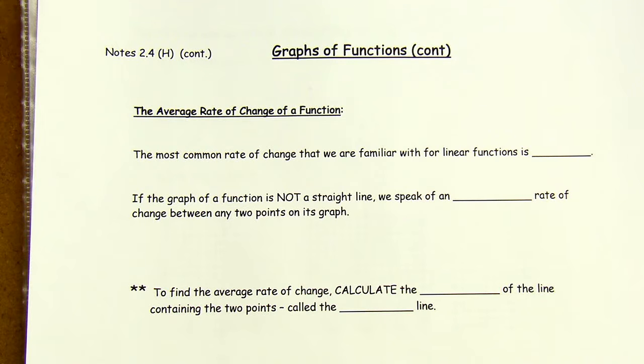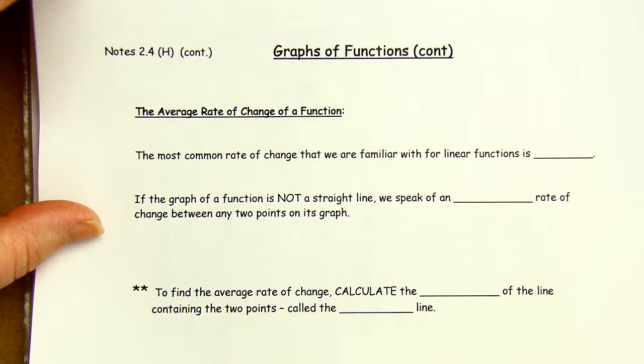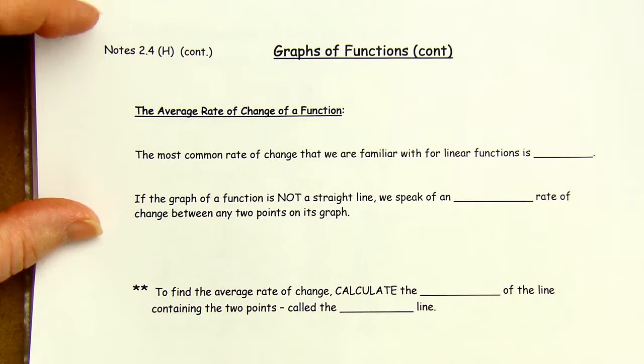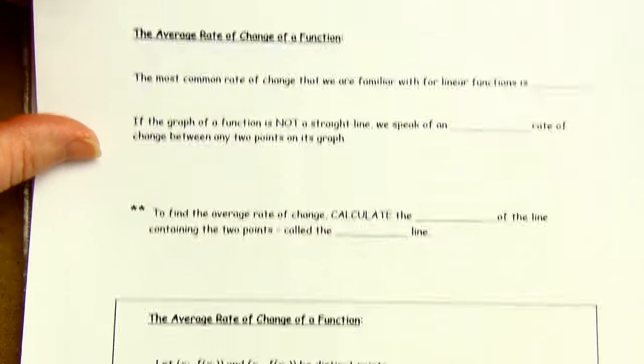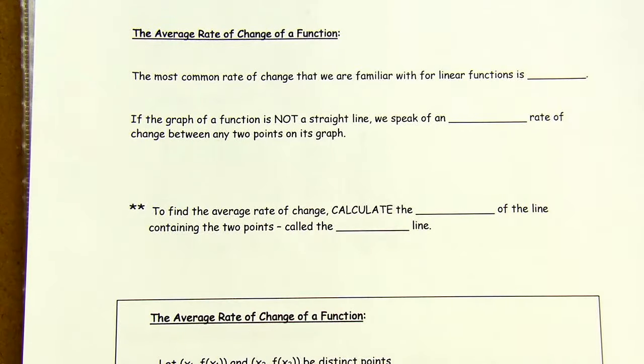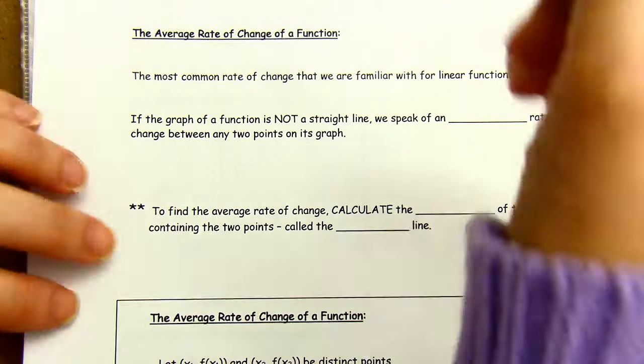This is a little bit different. Here, we're going to find the average rate of change, which, again, is still slope, of a function when we're given, say, two x values. So the most common rate of change that we're familiar with for linear functions, again, is slope.